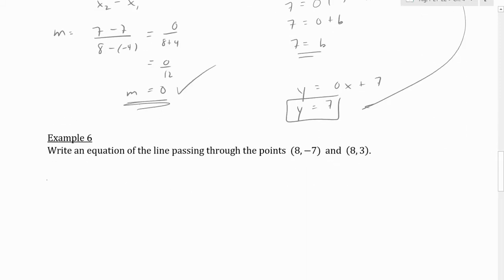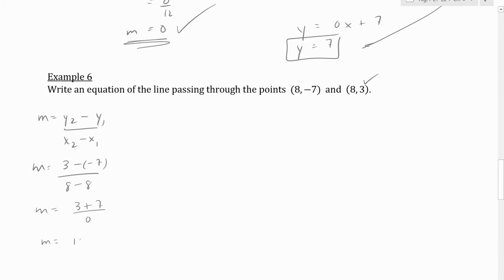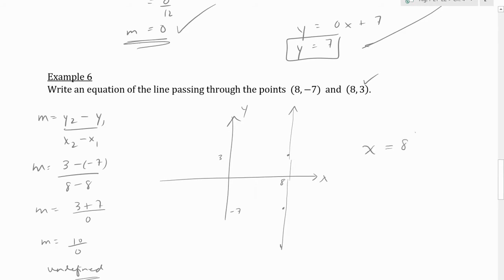This one, again, here's my 2 points. Let's get our slope. Second y minus the first y, second x minus the first x. Hopefully you see what's about to happen. That is undefined. So my slope is undefined. Remember, the only time slope's undefined is if it's a vertical line. So if I went to 8, -7, or 8, 3, either one of those, and run a line through it, that's the line x equals 8.